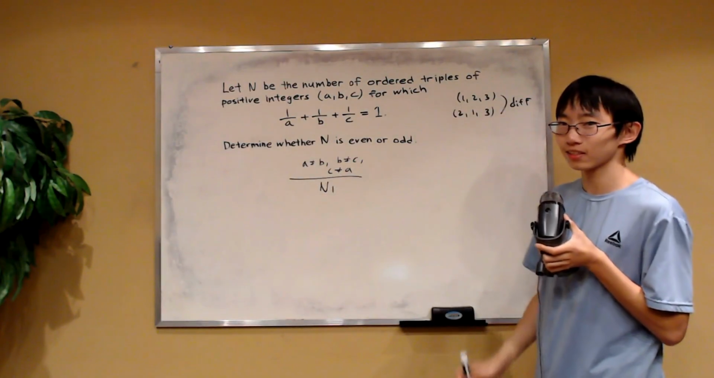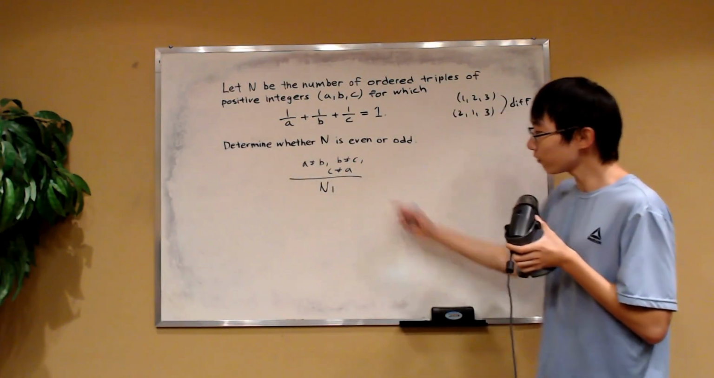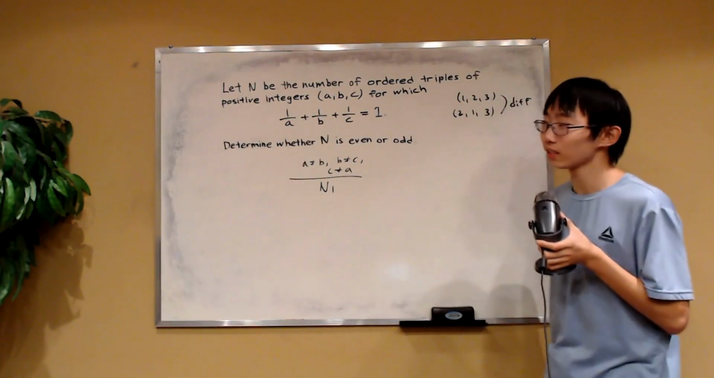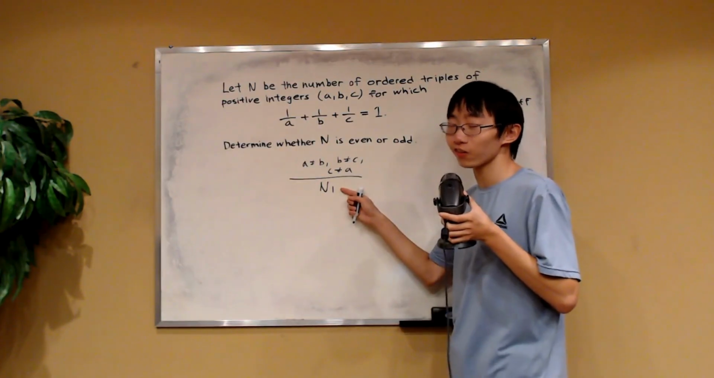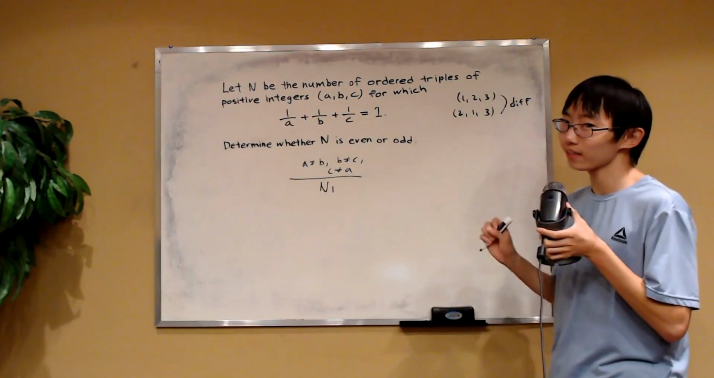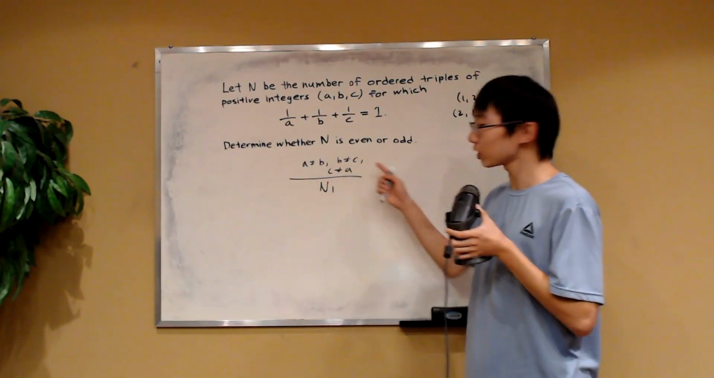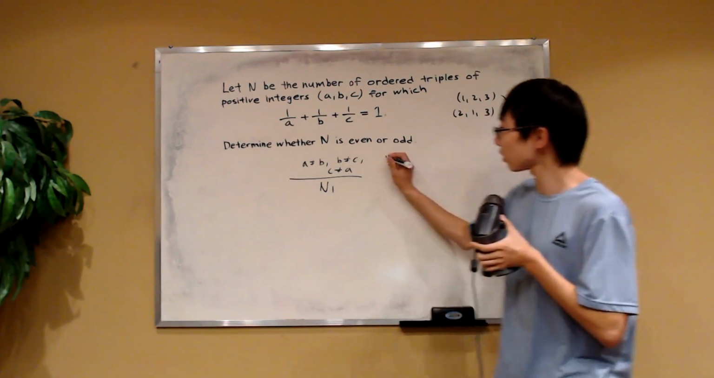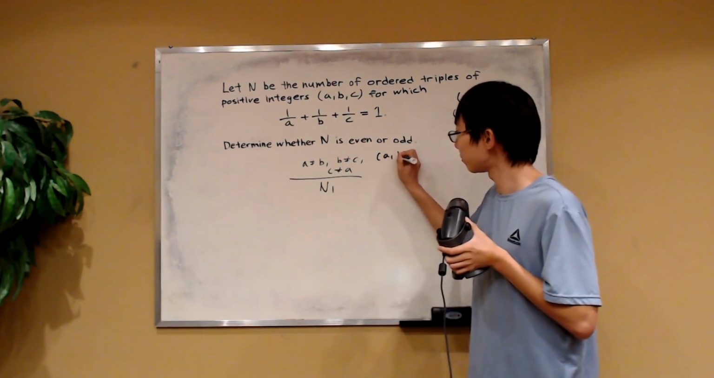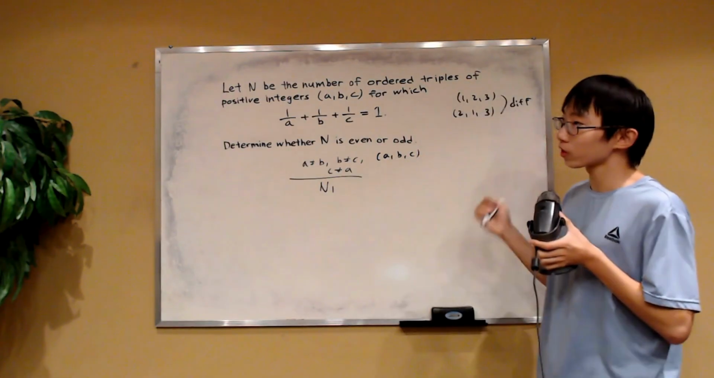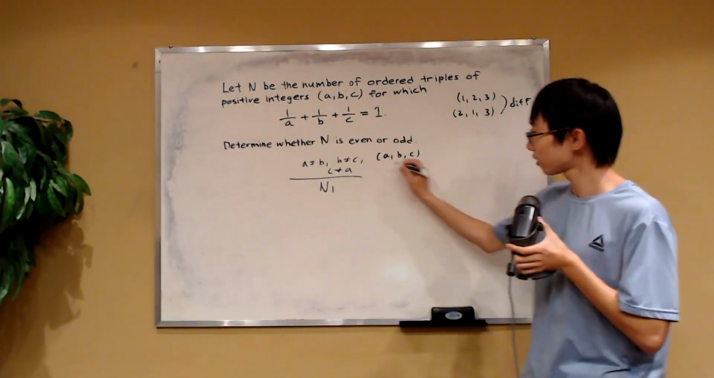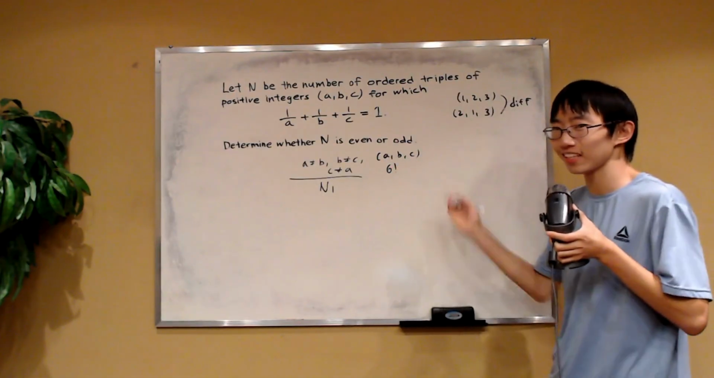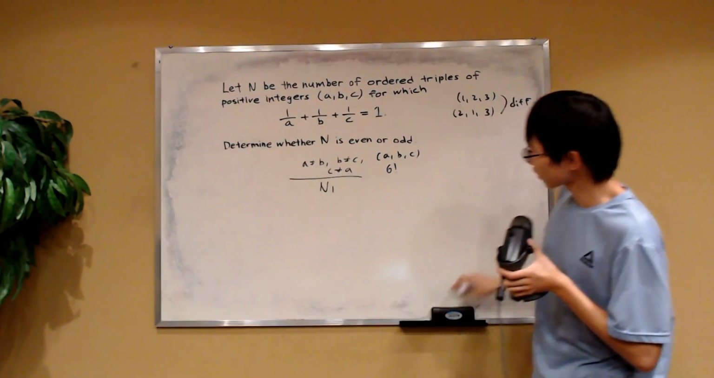Now, here is something I'm going to say. Even though we cannot find n1 easily, we can find its parity, meaning we can find whether it's even or odd pretty easily. Why? Well, if A, B, and C are all different, then consider this. If you have a certain solution, A, B, C, then since we're considering ordered triples, how many permutations exist? 6 factorial permutations, right? Not 6 factorial, what am I writing?